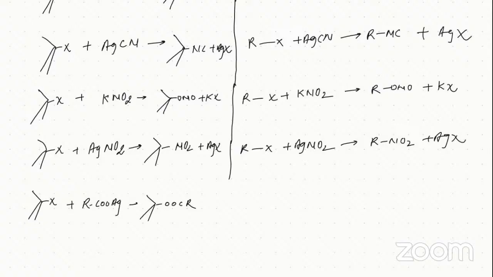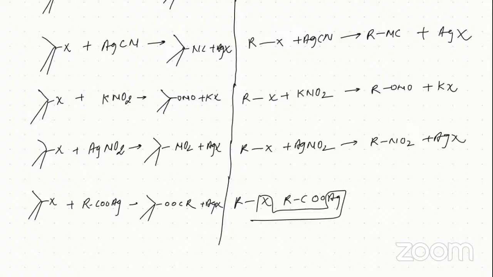C double O R. This is correct. Now if you are taking RX and R C double O Ag, this one is going to give AgX plus, here AgX is there. So this is type AgX is there, plus what is the product you are going to get? R C double O R. You can write the same formula here also. There is no problem. There is R C double O R. This is possible. Either side is possible.